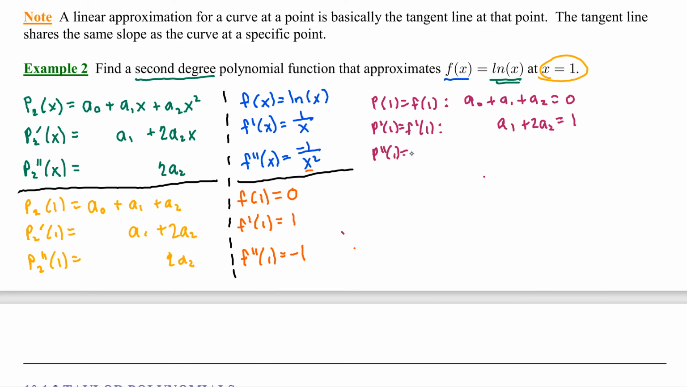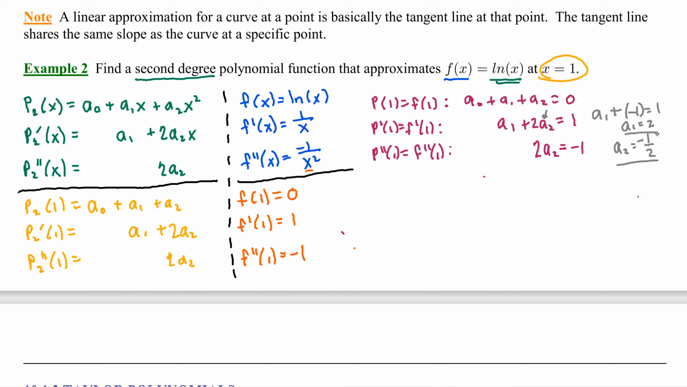One more condition, we want the second derivatives to match. Imposing this condition gives us the equation 2a sub 2 equals negative 1. Observe we have a system of 3 linear equations in 3 variables. This one's going to be pretty easy to solve using back substitution. Notice out of this last equation, I can solve for a sub 2 to get negative 1/2. Then I can take that value back to this equation and plug it in. a sub 2 times negative 1/2 gives us negative 1. So a sub 1 then would be equal to 2.